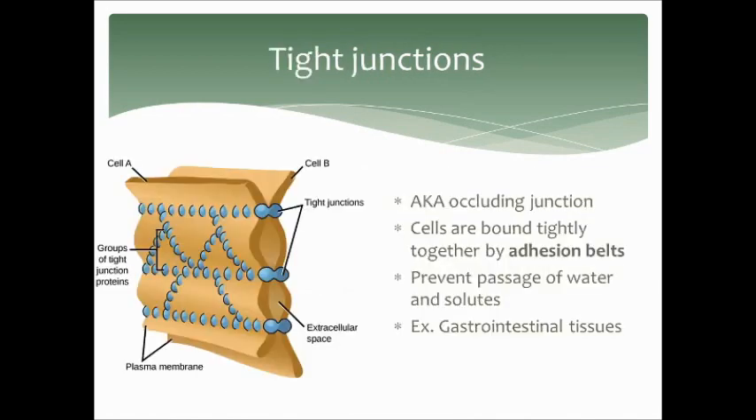Tight junctions are also known as occluding junctions. They're held together tightly by adhesion belts. They are going to prevent the passage of water and solutes, so they're very important in gastrointestinal tissues when you need all of these nutrients to be absorbed from digestion. If these tight junctions are not functioning properly, that's what leads to things like irritable bowel syndrome and what is generally known as leaky gut syndrome.